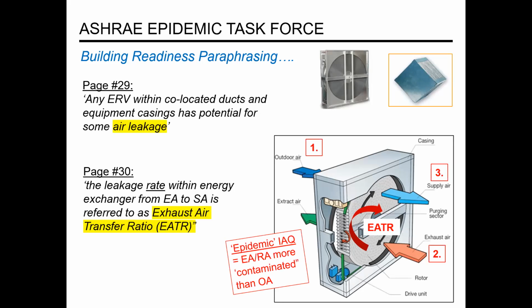And then just to understand conceptually, for epidemic indoor air quality, they consider that the exhaust air, or return air, is more contaminated than the outside air. Once again, with all the indoor air quality codes, they want you to bring in fresh outside air that is generally considered better than your existing air inside.